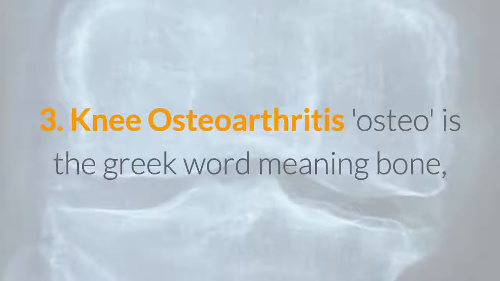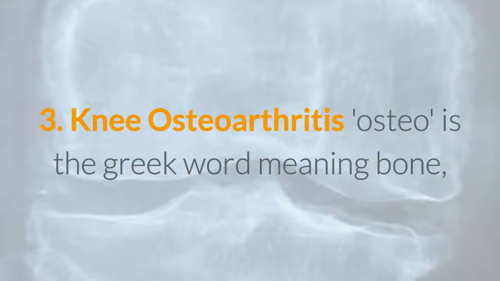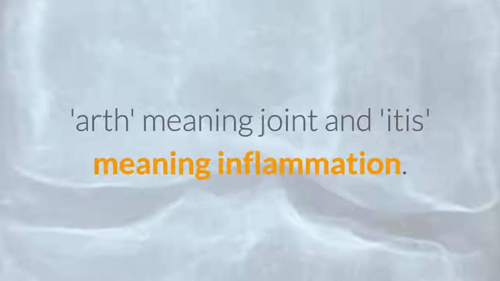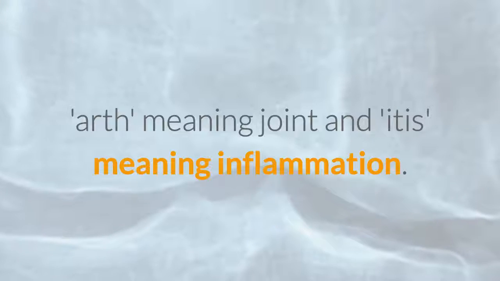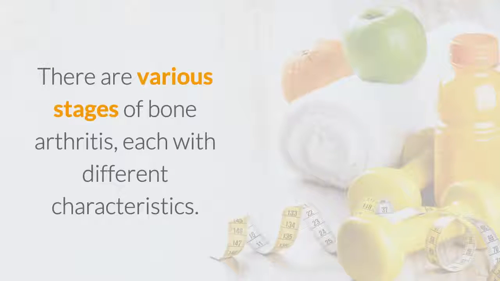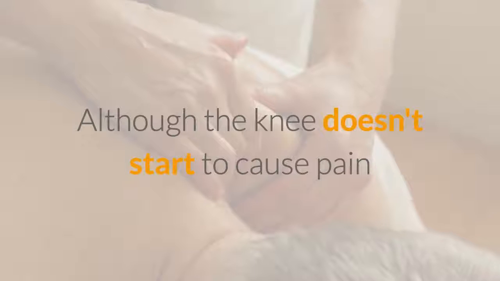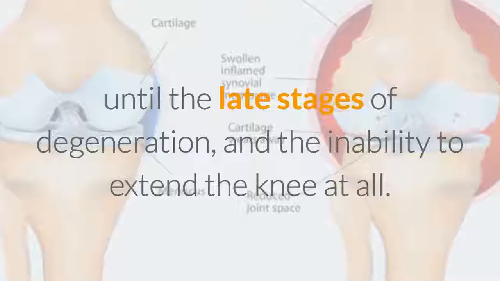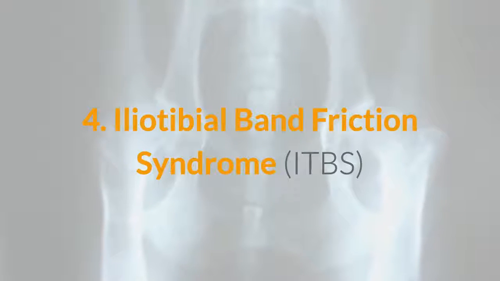Number 3. Knee osteoarthritis. Osteo is the Greek word meaning bone, arth meaning joint, and itis meaning inflammation. So literally an inflamed bone joint. There are various stages of osteoarthritis, each with different characteristics. Although the knee doesn't start to cause pain until the late stages of degeneration and the inability to extend the knee at all.